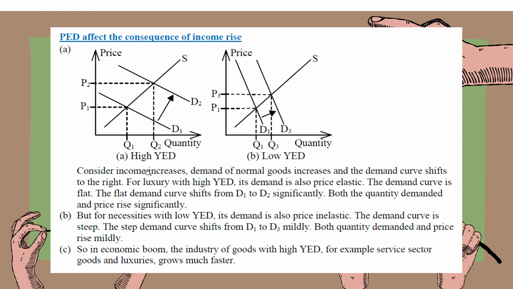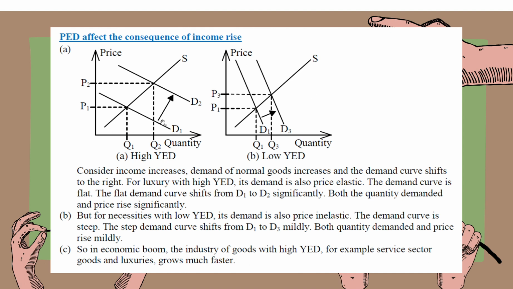So we talk about the left-hand side for high YED. What has a high YED? Luxury, right? Luxury has a high YED and also a high PED. So they are the same. For luxury, it has a flat curve, which means it has a high PED, and it has a big change when income changes because it has a high YED. On the contrary, necessity or primary sector goods are price inelastic, so they have a steep demand curve. They also have a low YED, so there is a small change when income changes. So they are the same.